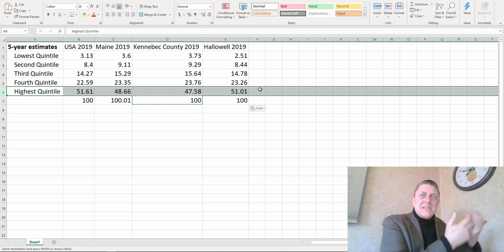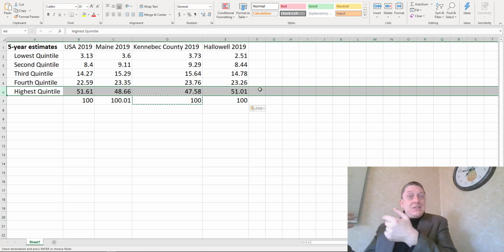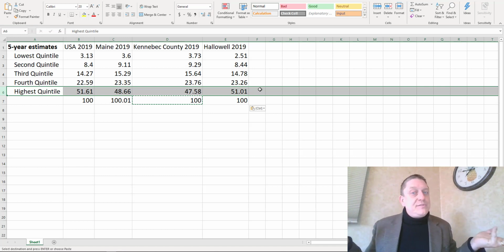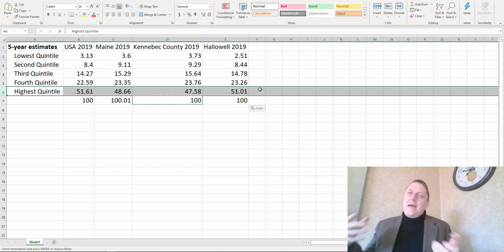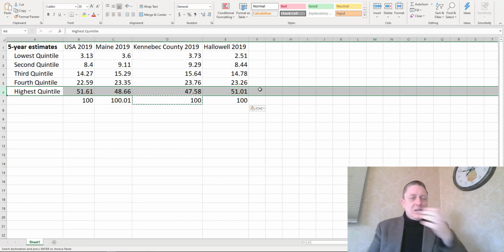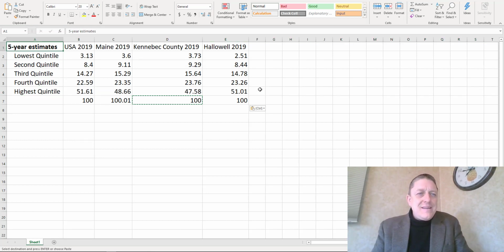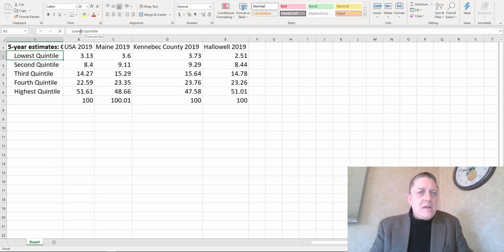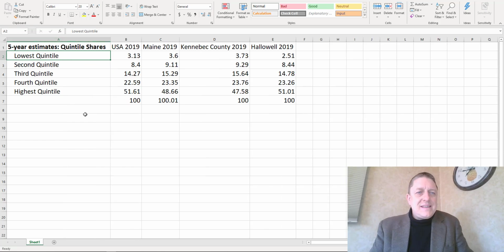You could compare places where you've lived to places that you've moved to or places that you're thinking of moving to. Do you want a place that has a lot of income inequality or very little income inequality? Okay, so this is 5-year estimates, and let's clarify what that is. Quintile shares. Okay, and then I'm going to take that out.